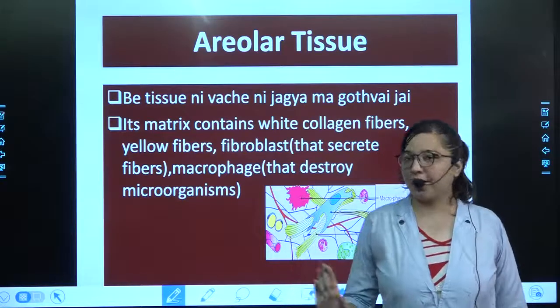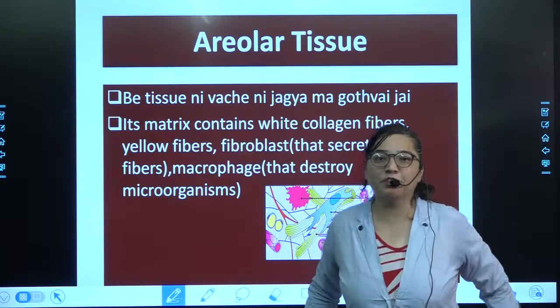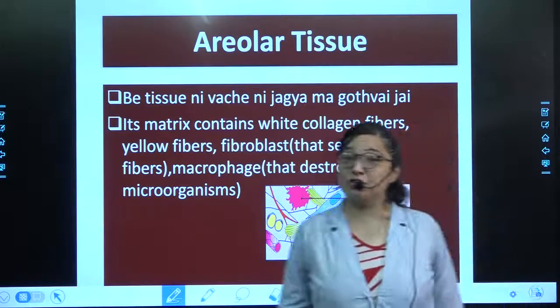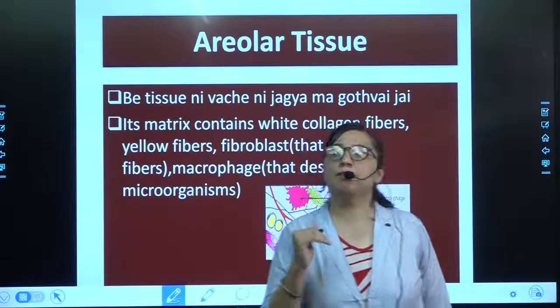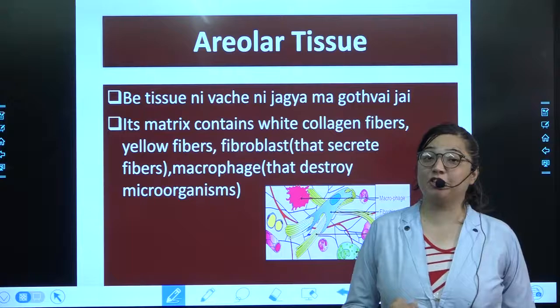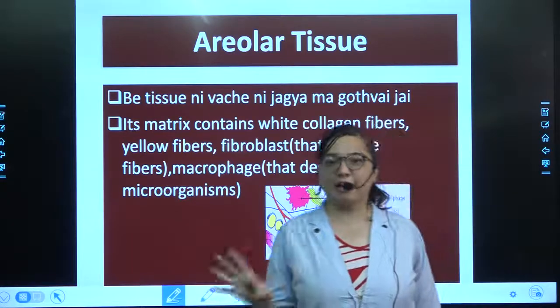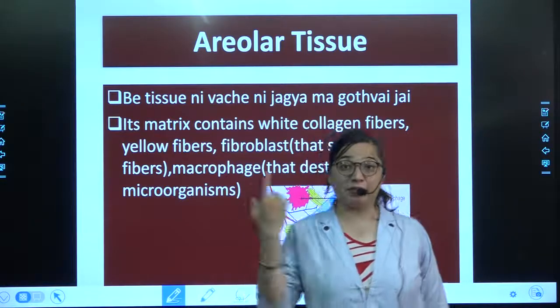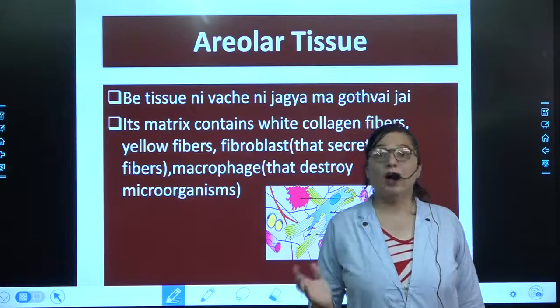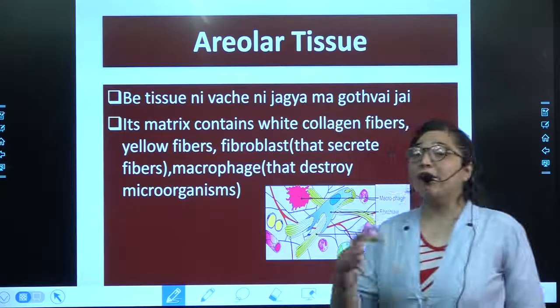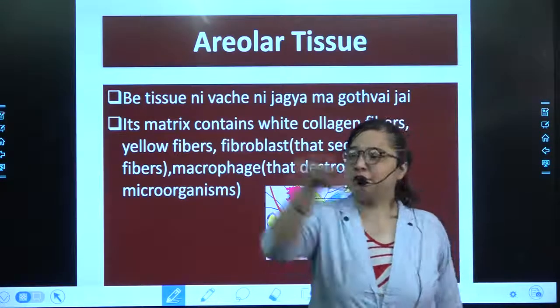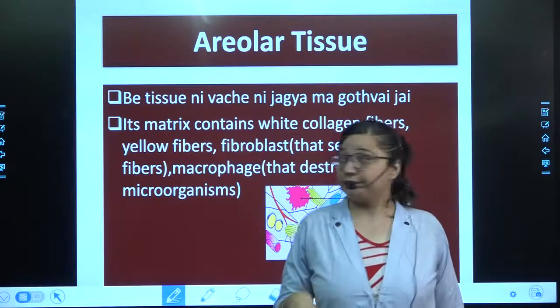Areolar. Okay, so we are talking about which type of tissues? Animal tissues. And in animal tissue we are talking about a special type of tissue, that is connective tissue, which is of how many types? 5 types. And among these 5 types I'm talking about the first connective tissue, areolar tissue. Wherever there is empty space, it will just help in binding.